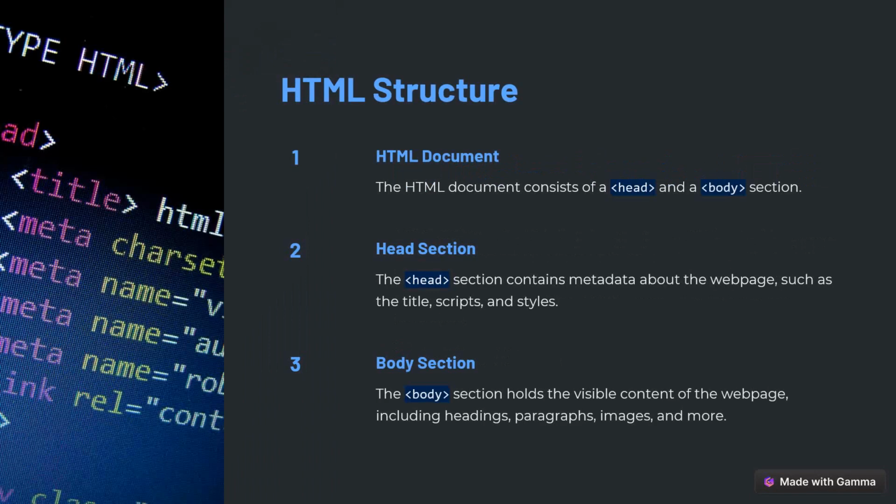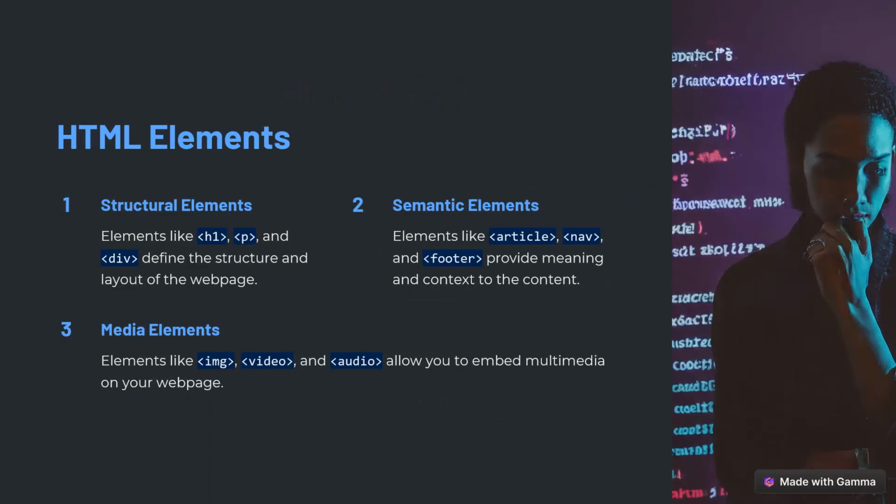An HTML document has one structure. The document mainly consists of the head tag and the body tag. The head tag consists of the metadata about the web page, such as title, scripts, and styles. The body tag holds the information about the web page. Mainly the content of the web page is situated in the body tag.